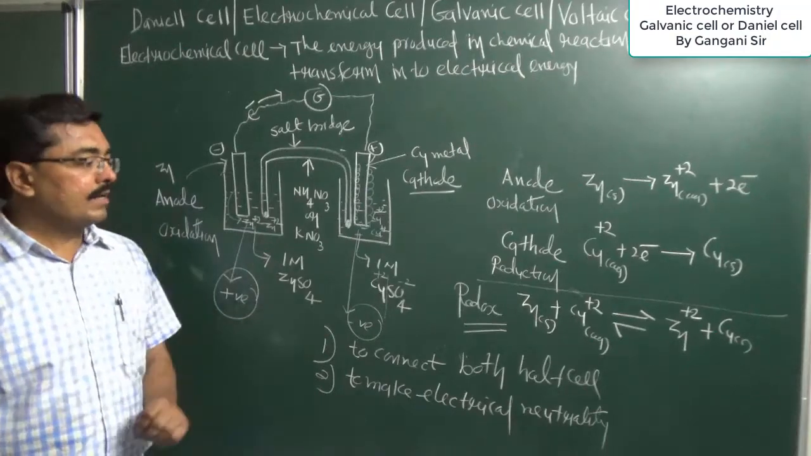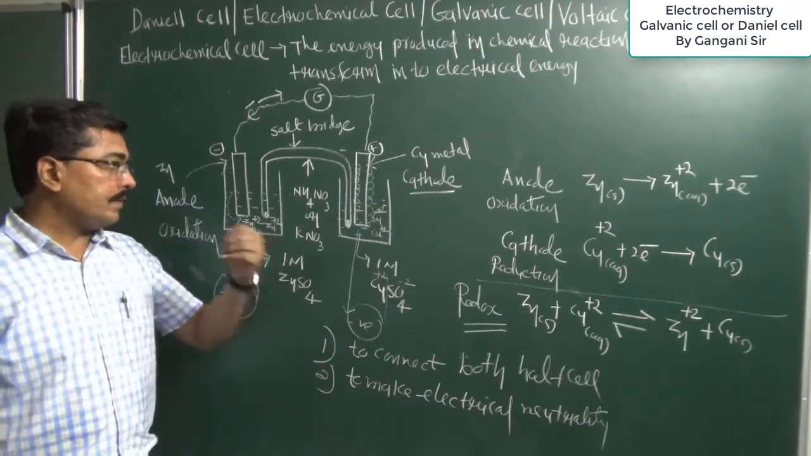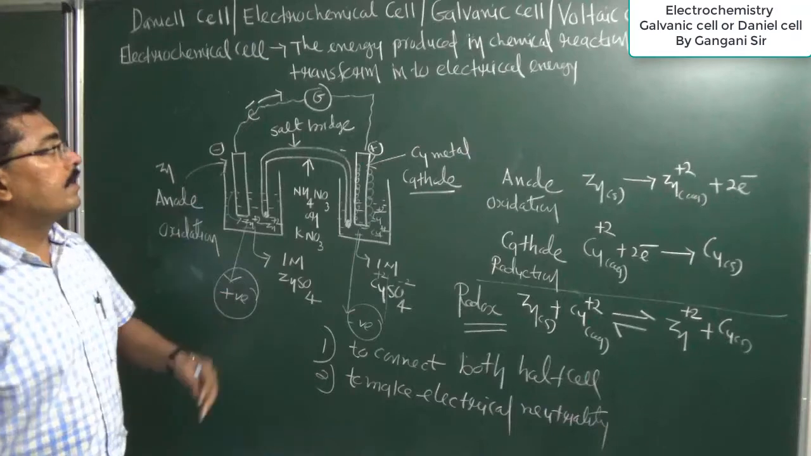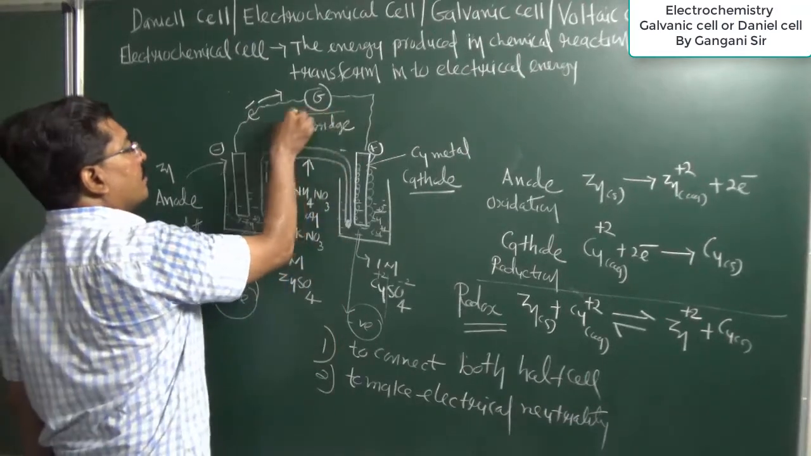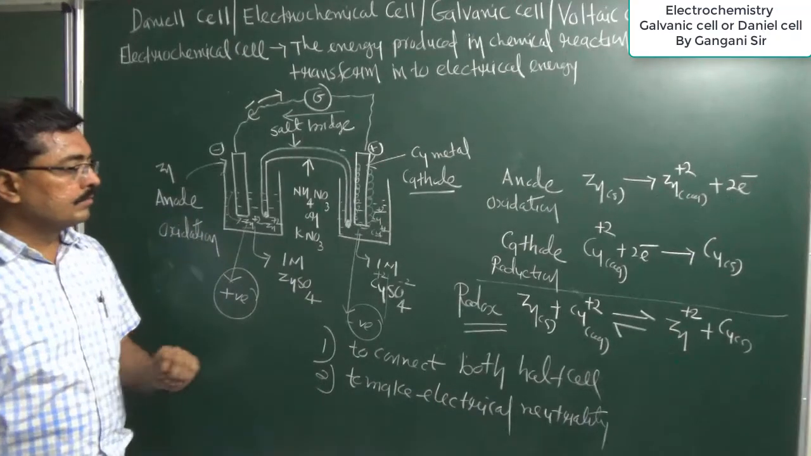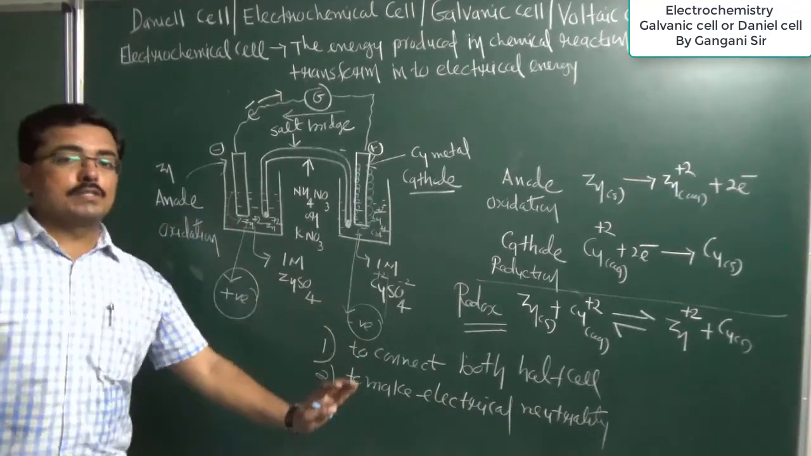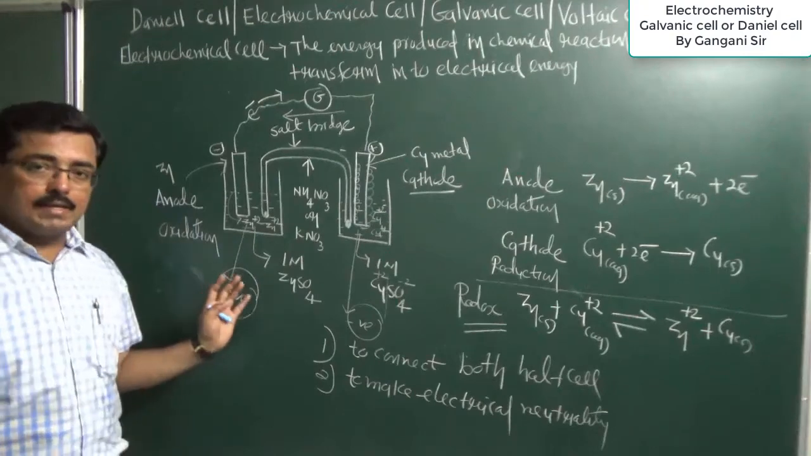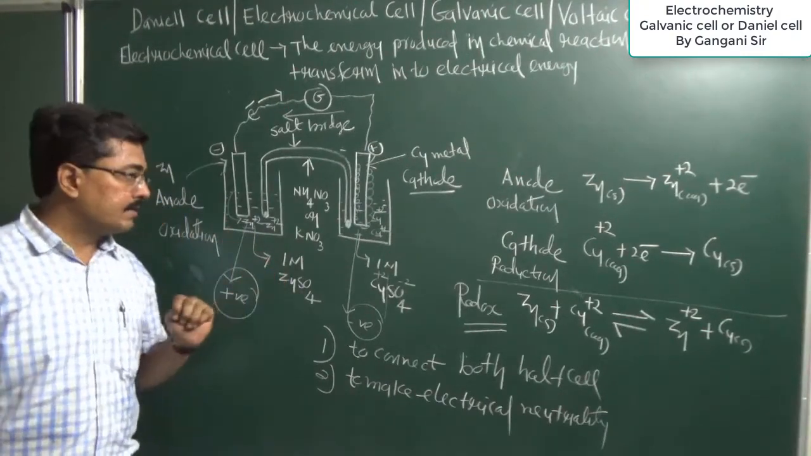Now, due to the cell reactions, electrons will flow and current will flow in the opposite direction to the electron flow. So in symbolic presentation, such a device is known as a galvanic cell. The second name we can give is the Daniell cell.